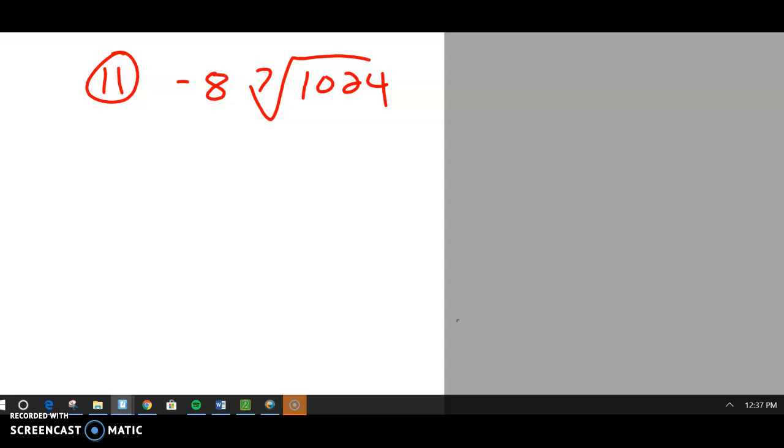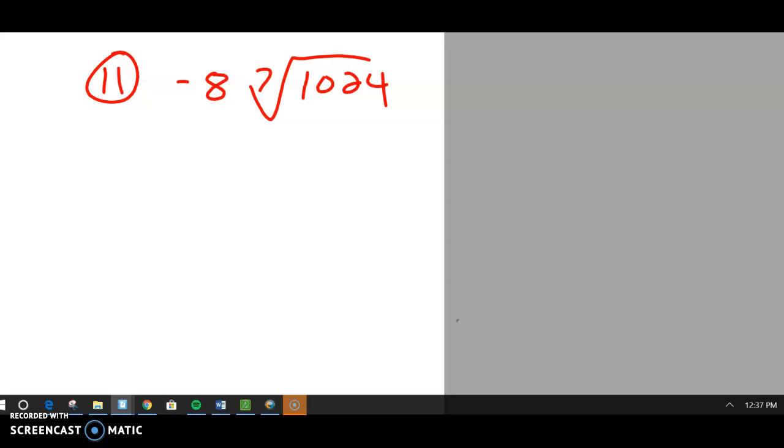Right, this is number 11 from the Simplifying Roots worksheet. We are going to take a look at what to do when we have an index and when we have coefficients on the outside. So, if you take a look at number 11, we have negative 8 times the 7th root of 1,024.